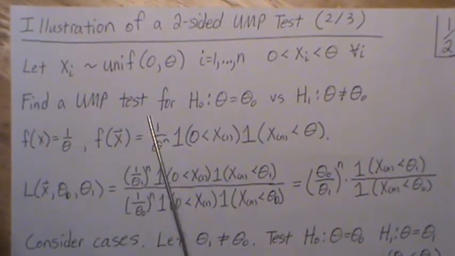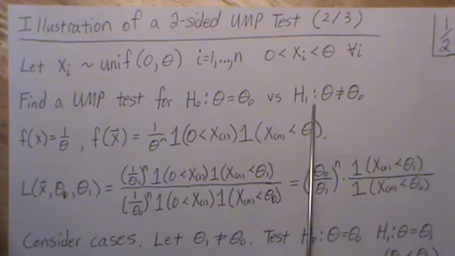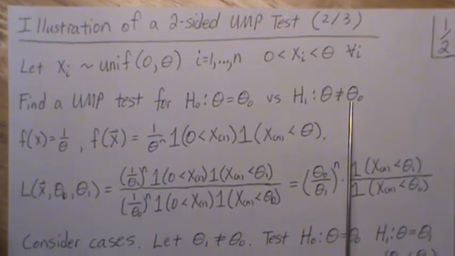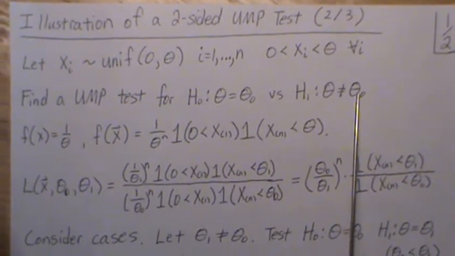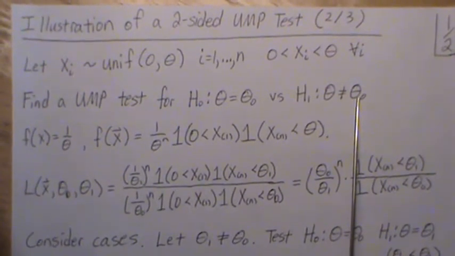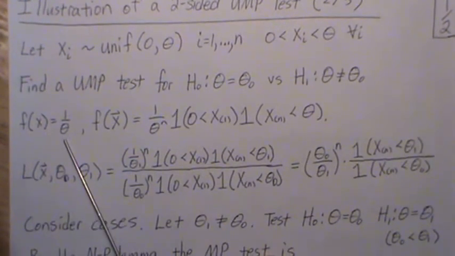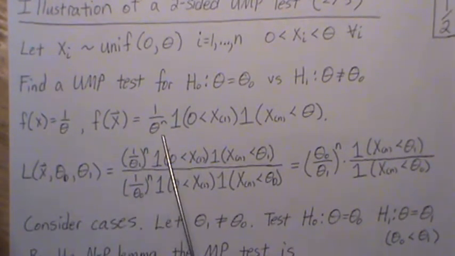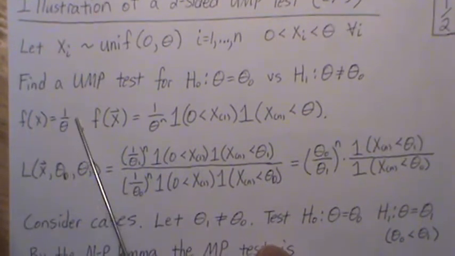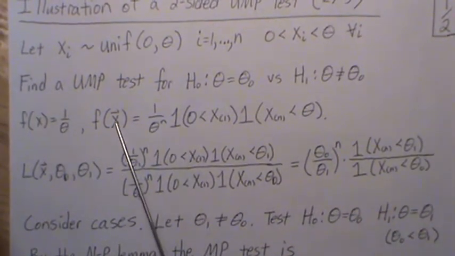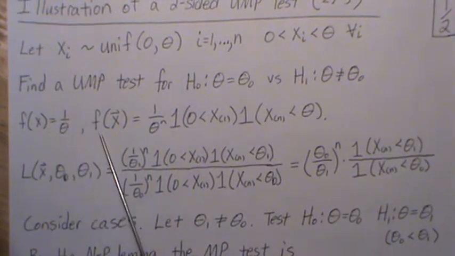Now, we want to find the uniformly most powerful test for this two-sided test, theta equal to theta naught versus theta not equal to theta naught. So here the density is 1 over theta. The joint density is, and this is restricted to, of course, this right here. And then the joint density is a product of these.